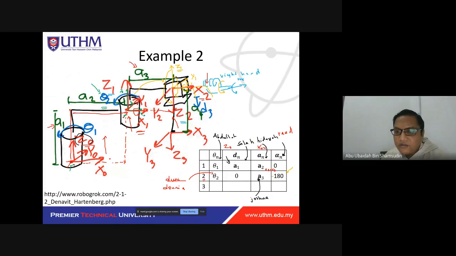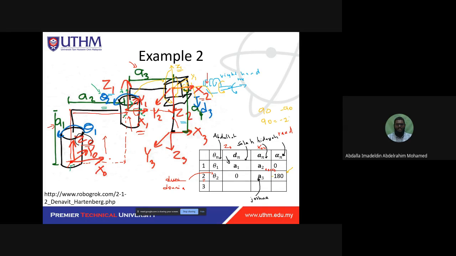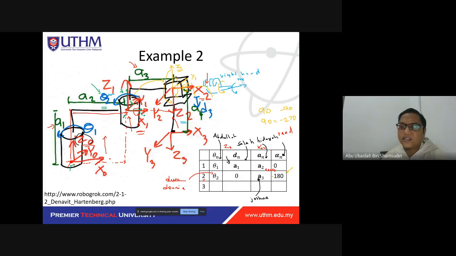But for 90 degrees, you cannot do it like that. 90 degrees is not the same as negative 90 degrees. 90 degrees is the same as negative 270 degrees. So it's just for 180 degrees that you can put it positive or negative.